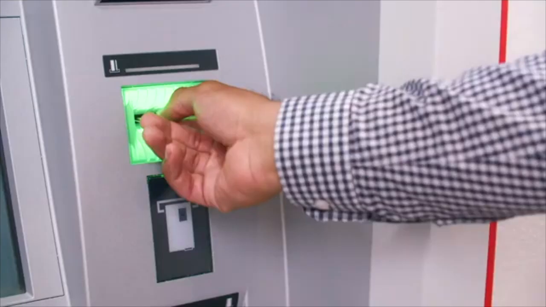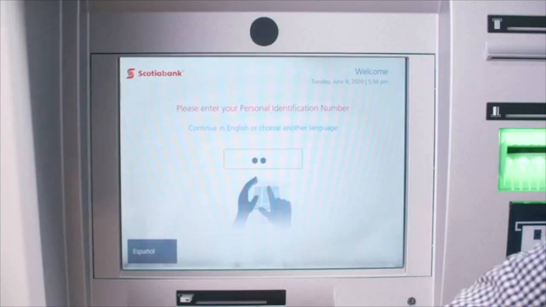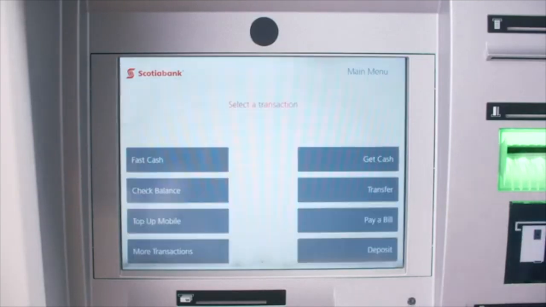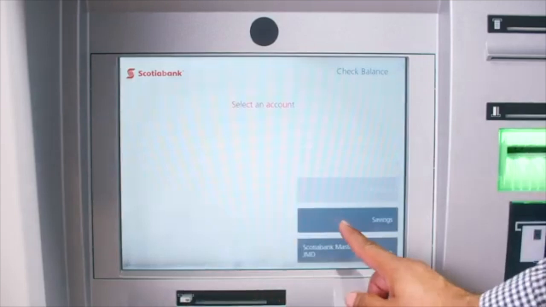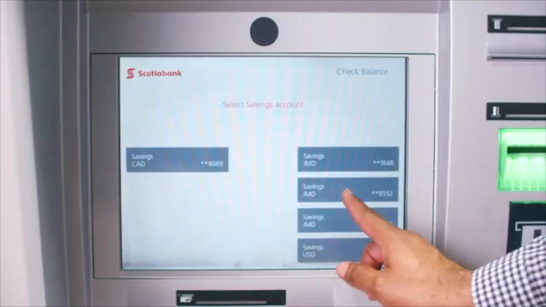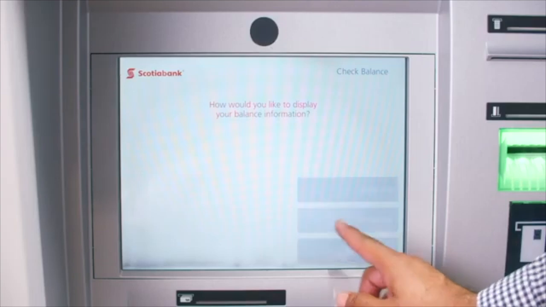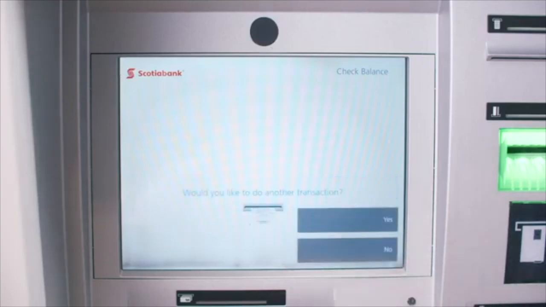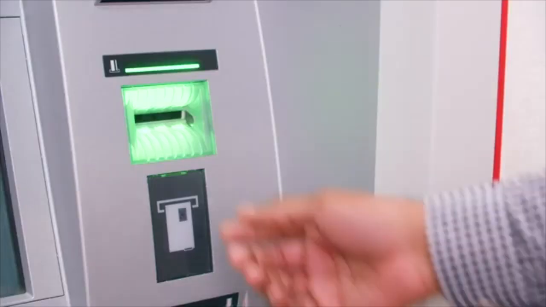Remove your card. Insert your card. Enter your 4-digit PIN. Select Check Balance. Select Account Type. Select Specific Account. Select how you would like to display your balance. Would you like to do another transaction? If no, remove your card.